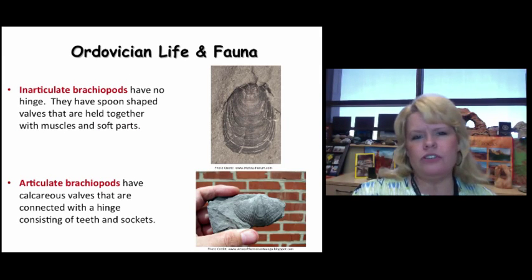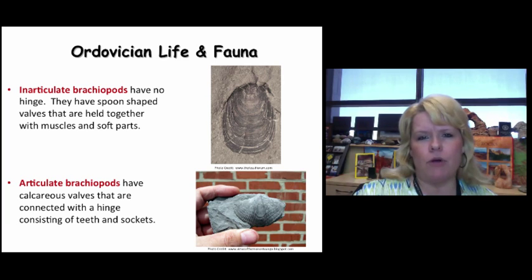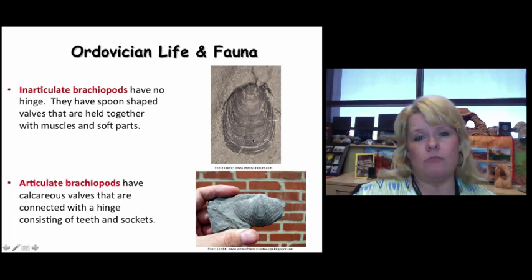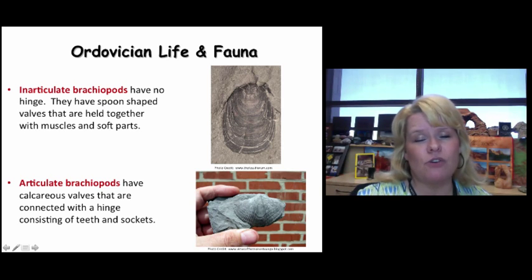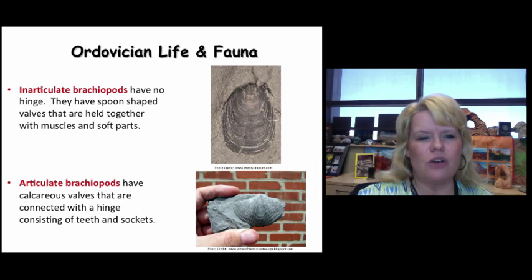There are two distinctive groups of brachiopods, and both are found in the Ordovician: inarticulate and articulate brachiopods. Probably the most famous inarticulate is the lingula. Lingula is still alive today, and this is actually one that your book talks about as being kind of a complex problem for evolution because it really hasn't changed that much since it first appeared in the early Paleozoic.